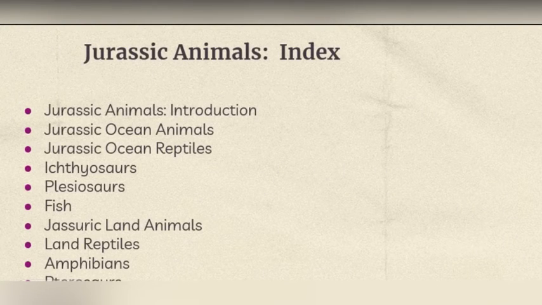Jurassic animals. Index: Introduction. Jurassic ocean animals. Jurassic ocean reptiles. Ichthyosaurs. Plesiosaurs. Fish. Jurassic land animals. Land reptiles. Amphibians. Pterosaurs. Arthropods. Mammals.